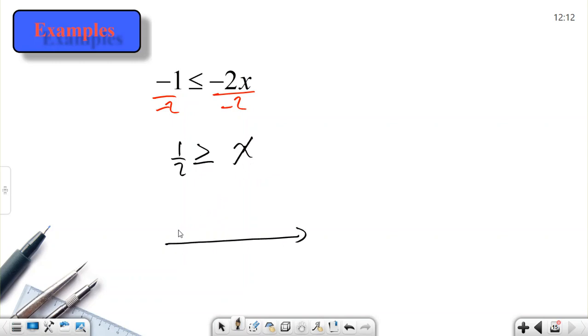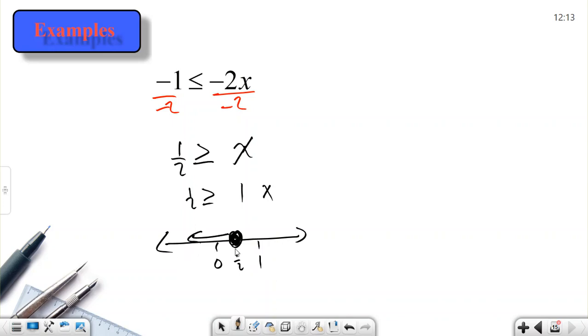x. On the number line, 0, 1 over 2, 1. Let's use 1. Is 1 over 2 greater than or equal to 1? Wrong. This is my checkpoint. Is 1 in the solution set? No. So I cannot go to the right side because 1 is wrong. 2 will be wrong again, because 1 over 2 is not greater than or equal to 2. I have to go to the left side.